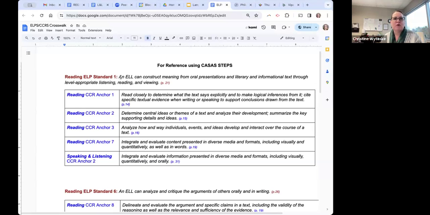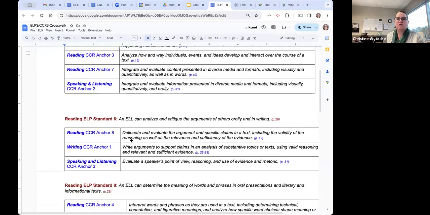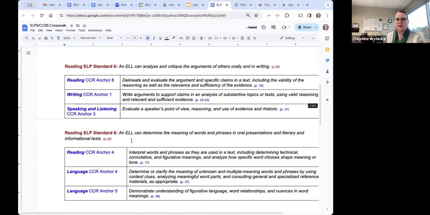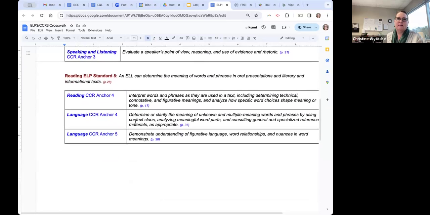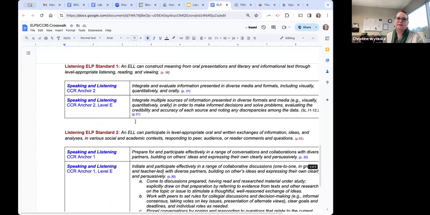I pulled the information right from the Red Book. There are 2 different views for those of you that are familiar with the ELP book, so I tried to note the page numbers, how they correlate. For example, reading ELP standard 1 specifically correlates to the CCR anchors 1, 2, 3, 7, and the speaking and listening standard anchor 2. Okay. And then if you scroll down, you can see that I do that for each of the reading standards. So here's 6 and 8. And then I did the same for the listening.